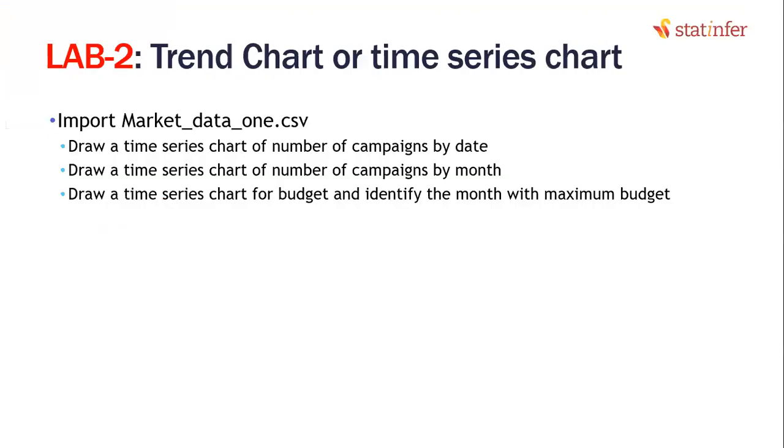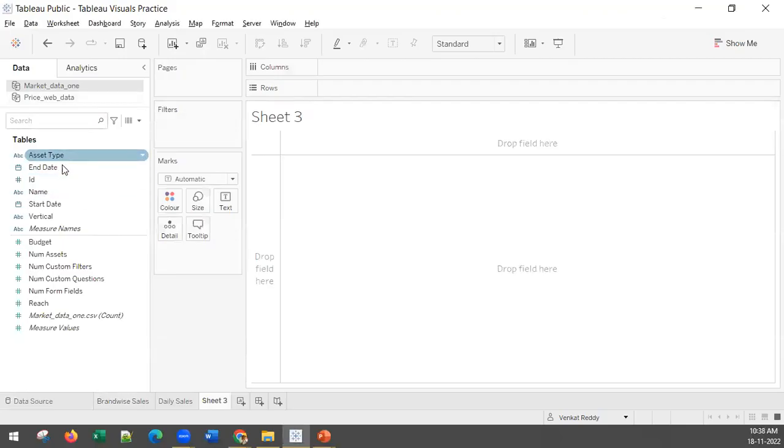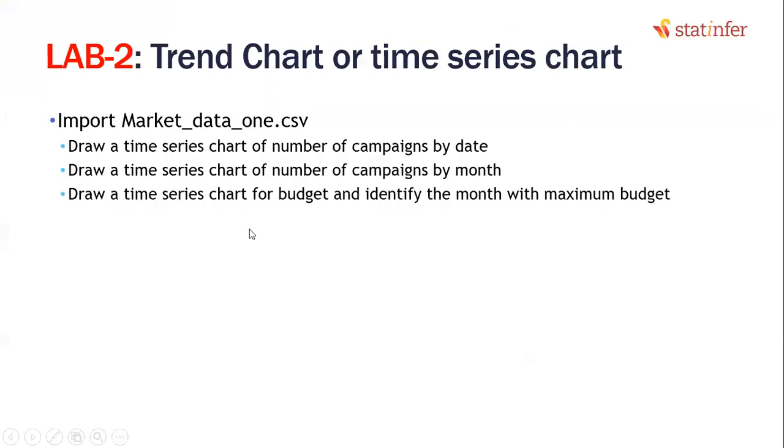And then understand the problem statement. What is the problem statement? Draw a time series chart for number of campaigns by day. Campaign means I think every row is a campaign, or you have something called campaign ID, it seems. Okay. So you have day, start of the campaign, end of the campaign, and all these things are given to you. And then time series charts for campaigns by month, time series chart for budget and identify the month with maximum budget. So that is also easy. Then there are some other charts as well.